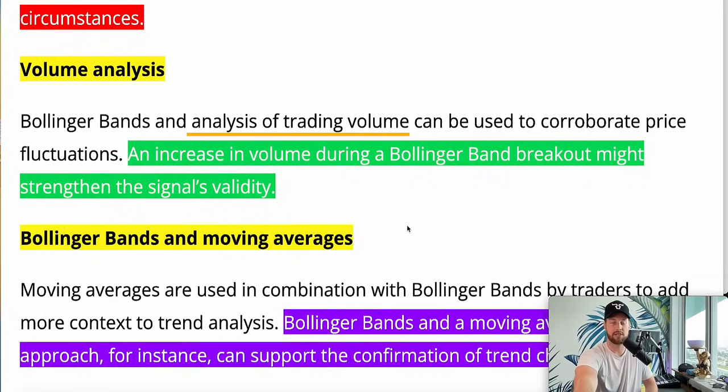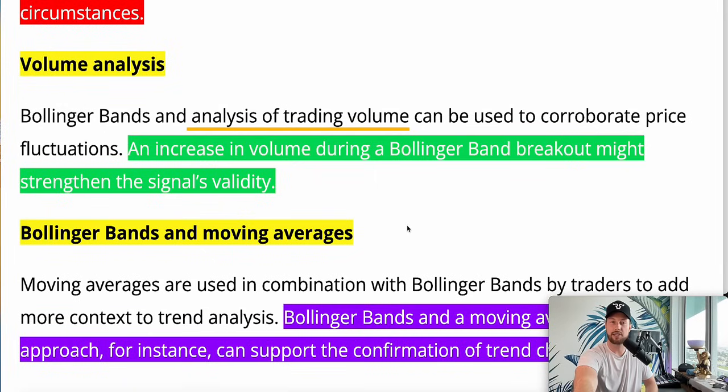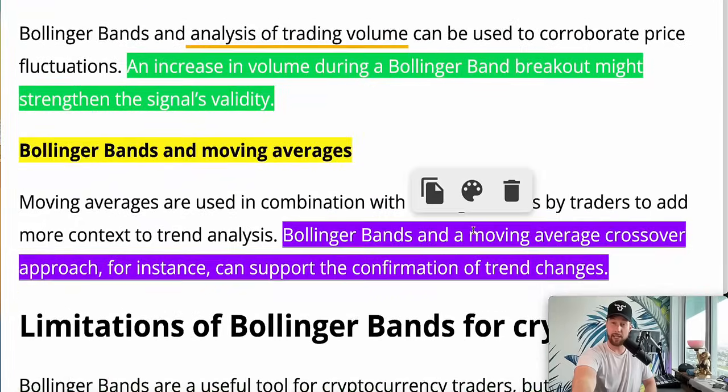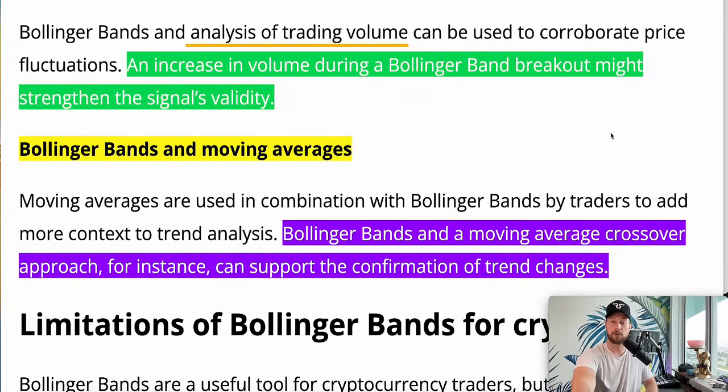And so another good way is volume analysis, because looking at volume coming into the market, when you see an increase in volume during a Bollinger Band breakout, it might strengthen the signal's validity to the upside of a trend reversal. So for example, with Chainlink, if we see a break to the upside and volume coming in as well, and then macro announcements as well for the company, which they just came out with, that would strengthen the thesis that we are going to go up.